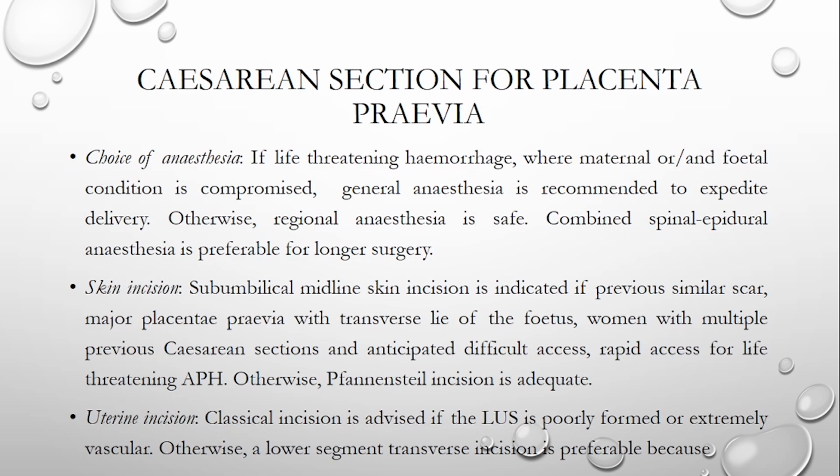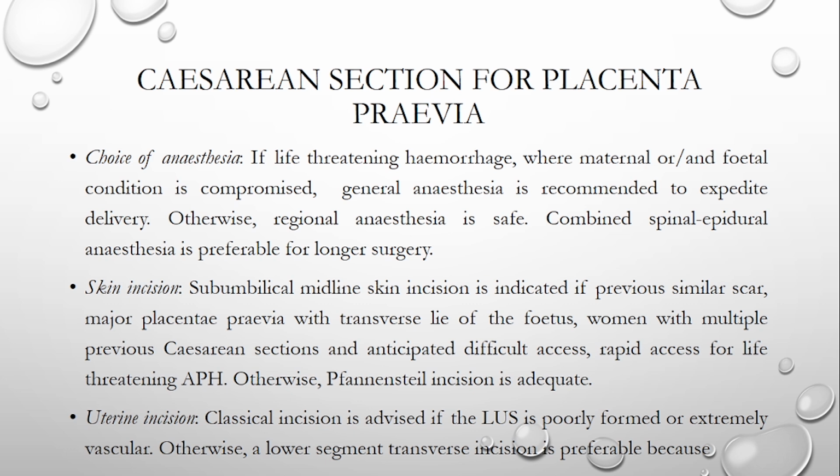Cesarean section for placenta previa. One needs to consider the following. One, the choice of anesthesia. If there is life-threatening hemorrhage, where maternal and fetal conditions are compromised, general anesthesia is recommended to expedite delivery. Otherwise, regional anesthesia is safe. Combined spinal and epidural anesthesia may be preferable for longer surgery. So one needs to consider the choice of anesthesia.